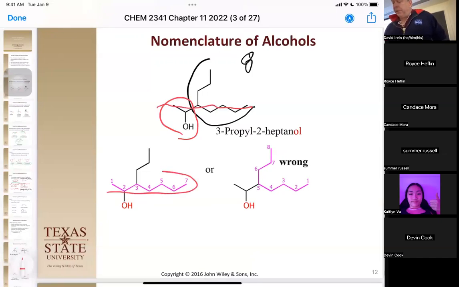So that means our parent chain is actually 7. So that gives us heptanol. And then we are going to put the OH at the lowest number. So that's 2-heptanol. And then our other substituent is a propyl group, and it's on the 3 carbon. So that's going to give us 3-propyl-2-heptanol. Okay. So this should all be just remembering how we add that.